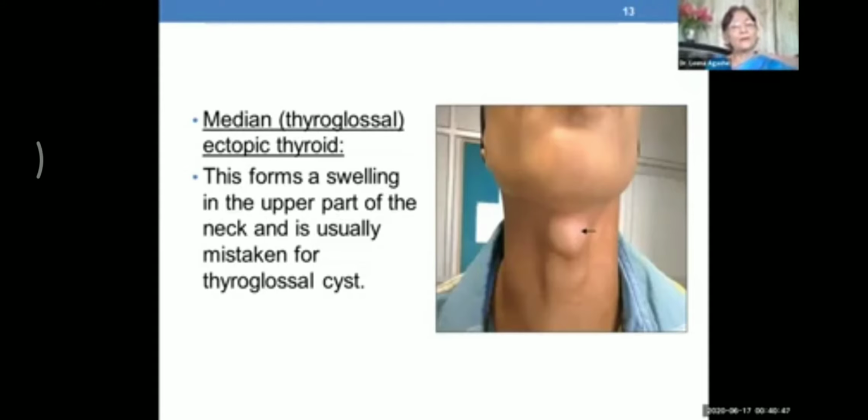The next anomaly is median thyroglossal ectopic thyroid. This forms a swelling in the upper part of the neck and is usually mistaken for a thyroglossal cyst. From this diagram, you can see that this median thyroglossal ectopic thyroid appears just like a thyroglossal cyst.